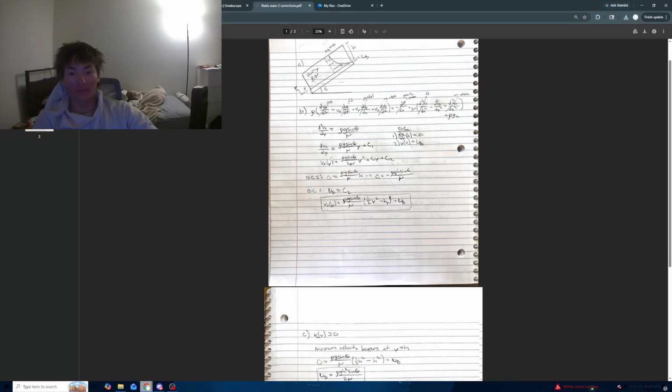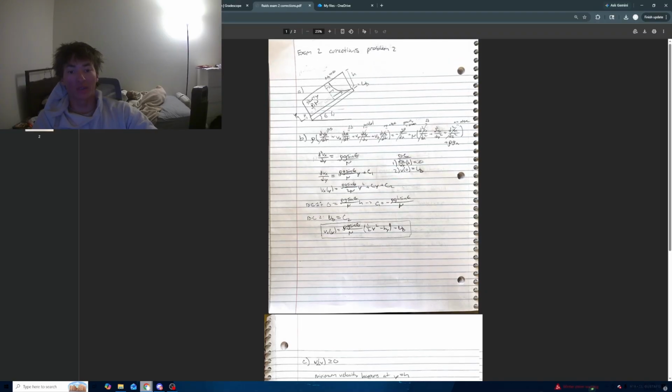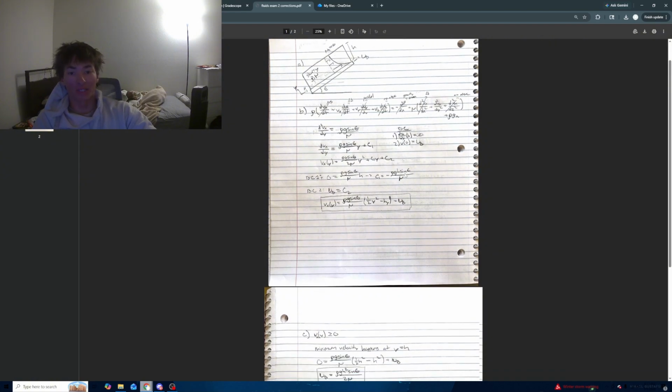So then we can integrate twice to get our velocity equation, and then we have our two boundary conditions where we assume the velocity when y equals 0 is equal to the belt, and then we can assume the shear when y equals h is equal to 0. So then once we have those two boundary conditions, we can plug them in to get C1 and C2, and then we can get our velocity equation.